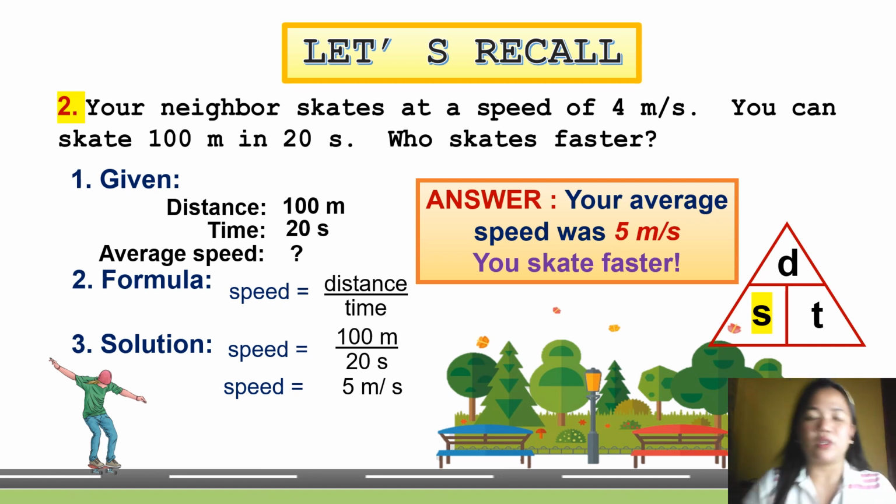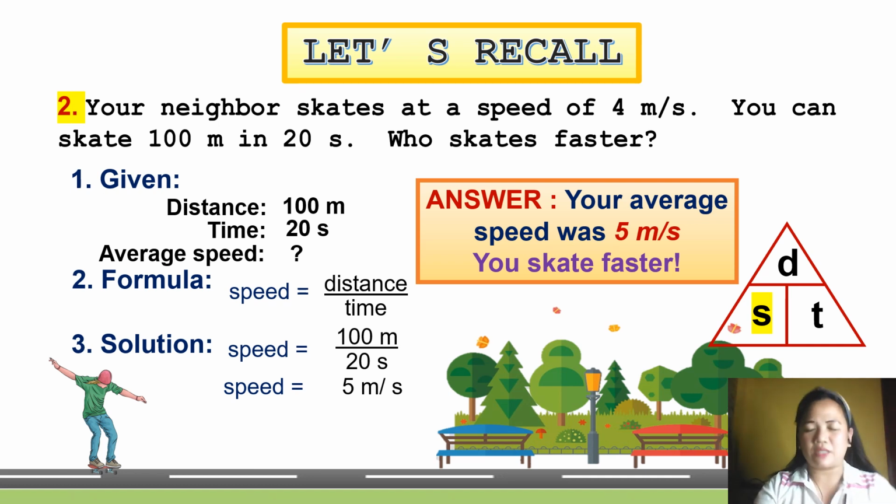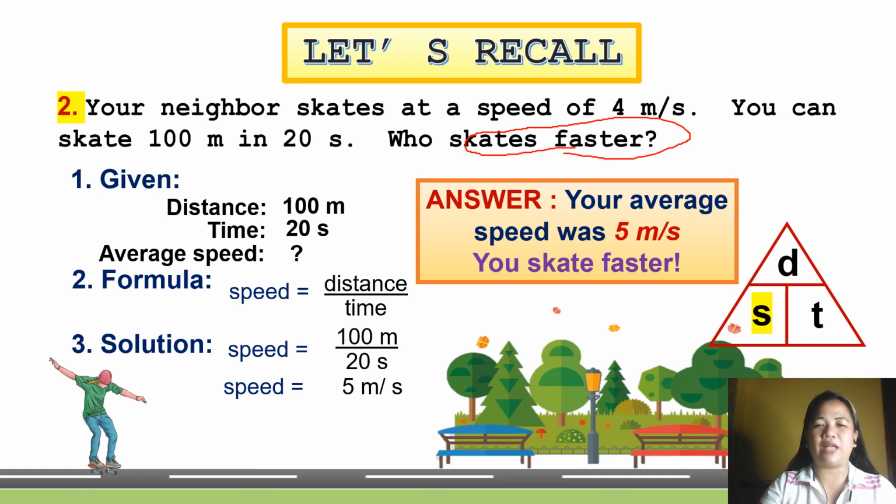Okay, now, let's analyze the problem for number 2. Your neighbor skates at the speed of 4 meters per second. You can skate 100 meters in 20 seconds. So, our question is, who skates faster? Sino daw mas mabilis mag-skate? Yan ang ating problem. So, let's identify our given.